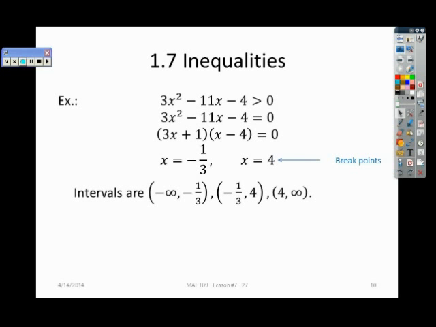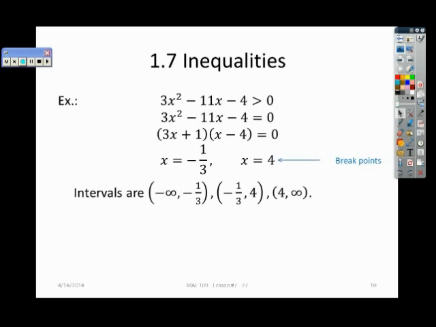And if 0 is not one of your breakpoints, I would always pick 0 because it's so easy to plug in. In this case, 0 falls into this interval, doesn't it? So I can test this interval by using 0, but I have to pick something else to check this one and something else to check that one. So let's check it.